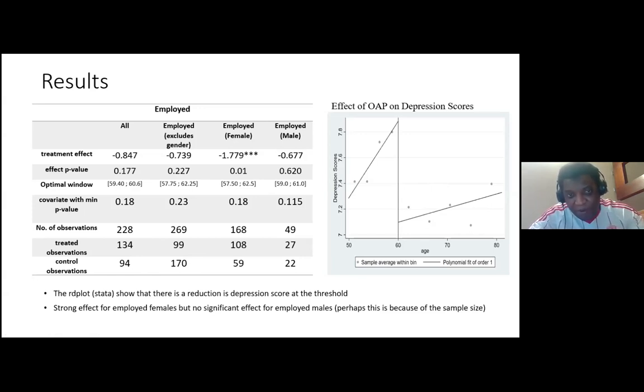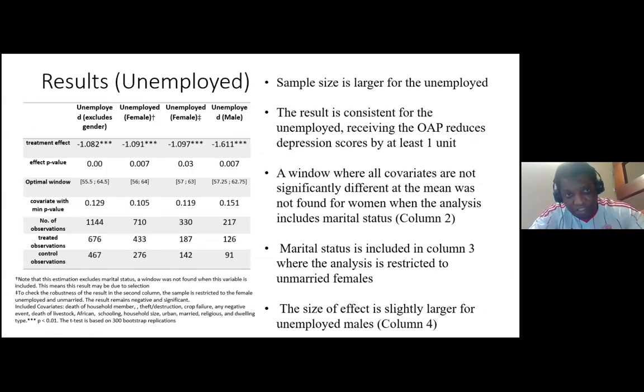Initially, when we wrote this paper, we actually excluded this result. But we got a comment where a reviewer said we should just present the result and note the limitation of the result. So this is not the table that our main result is based on. Our main result is based on the unemployed sample because we have more observations there. And you can see here, the estimate is consistent, negative, and significant.